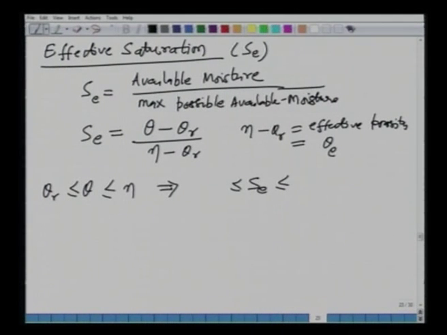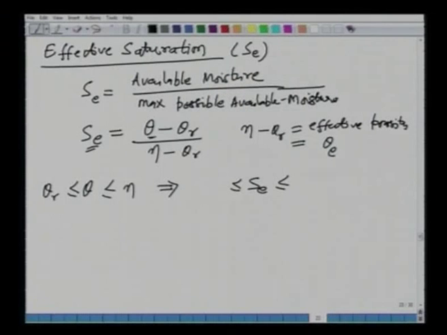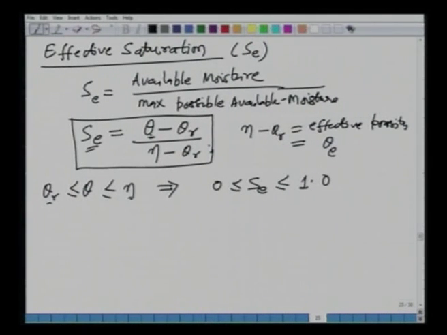If you look at the definition of the effective saturation SE, when theta is equal to theta r, that is the lower limit of the moisture content, then if you put theta is equal to theta r here, you can see that your SE will be equal to 0. Similarly, when theta is equal to eta, then your SE will be equal to 1.0. It should be very easy to see. So, we have this important equation which relates the effective saturation with the moisture content at any given point of time.